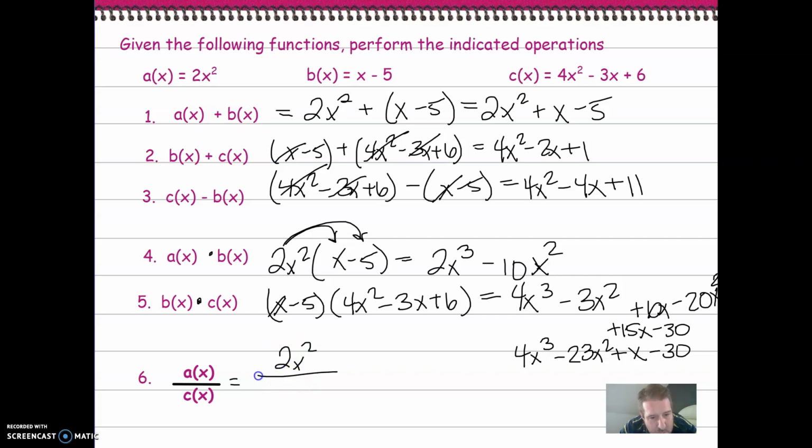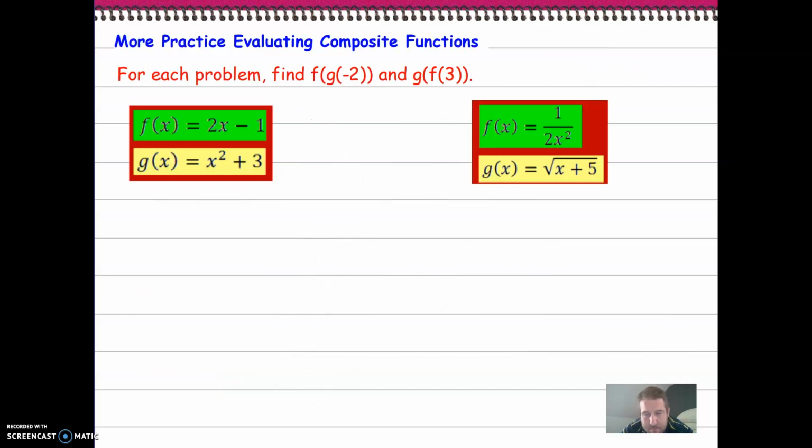So 2x squared divided by c of x, which is 4x squared minus 3x plus 6. Now, unless we have something in common with the top and the bottom, we cannot divide. You can't just take away x squares and x squares because this is all one term. It doesn't reduce like that. It would have to be a separate term for it to work out. So it has to be one term, I should say. It can't be three different terms. So that's simplified as much as possibly can be.